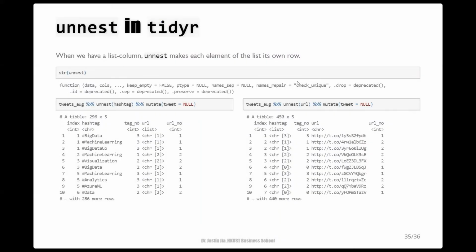When we have a list column, we can use unnest to make each element of the list have its own row. In the first example, all hashtags nested in a cell are spread into their own rows, with values in the other columns duplicated accordingly. And in the second example, all URLs nested in a cell are spread into their own rows instead.